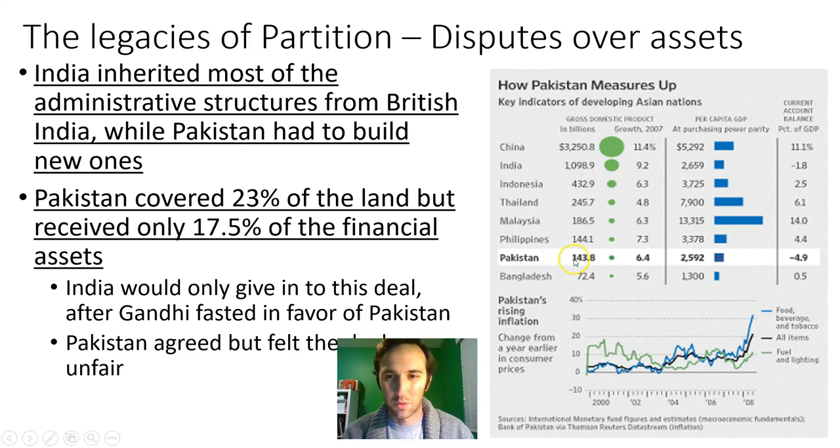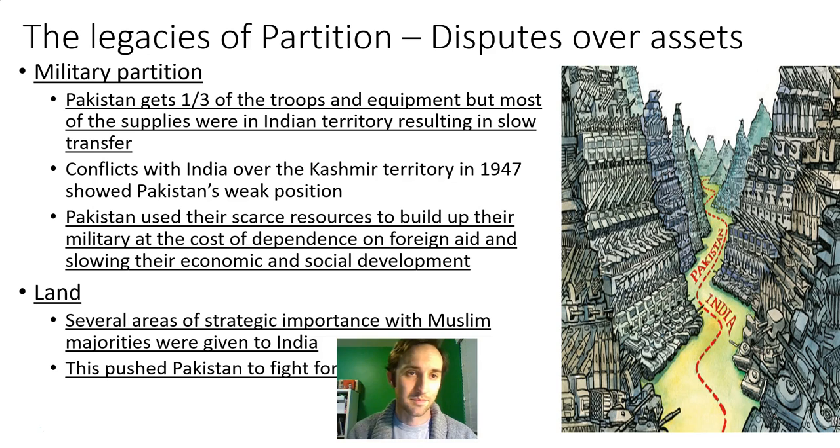India, 1,098 versus Pakistan, 143. They're just not doing as well. Per capita GDP, if you divide that amongst the entire population, is pretty close, but India has a much larger population. So in the end, Pakistan's economy is still pretty weak as a result of this brain drain and not getting the best resources at the end of the partition.